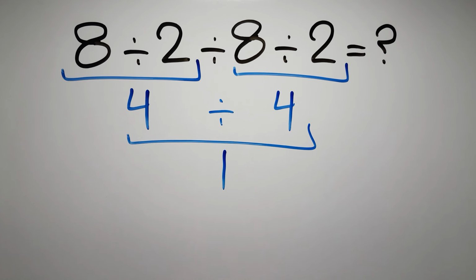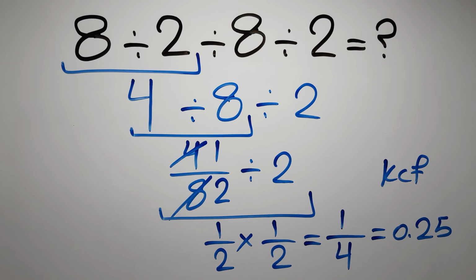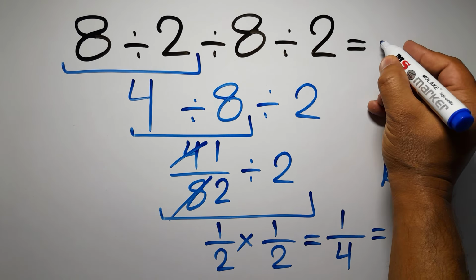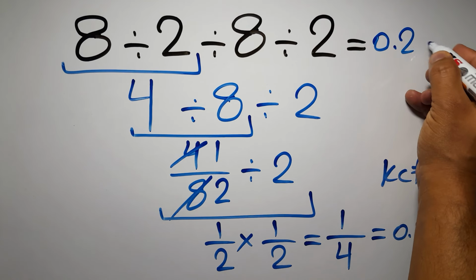So 1 over 4, or 0.25. And this is our final answer to this problem. The correct answer is 0.25.